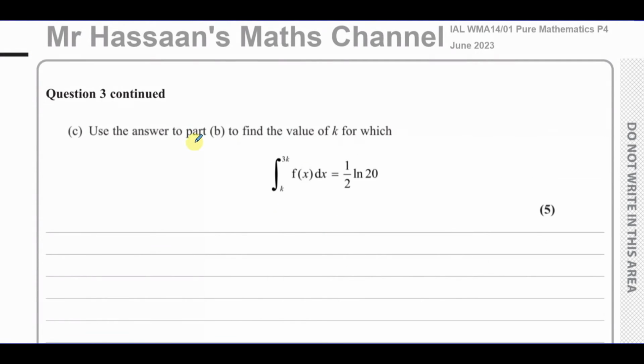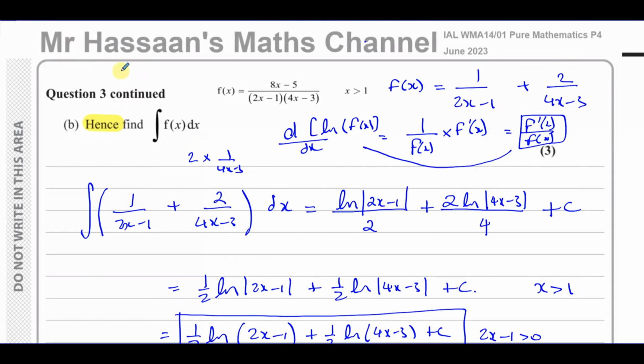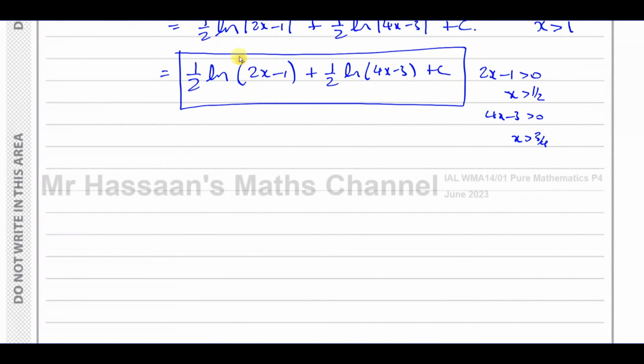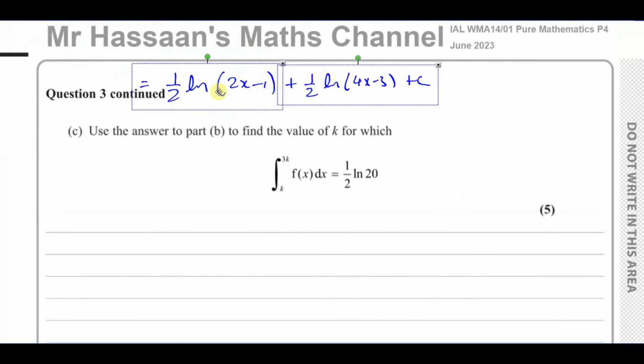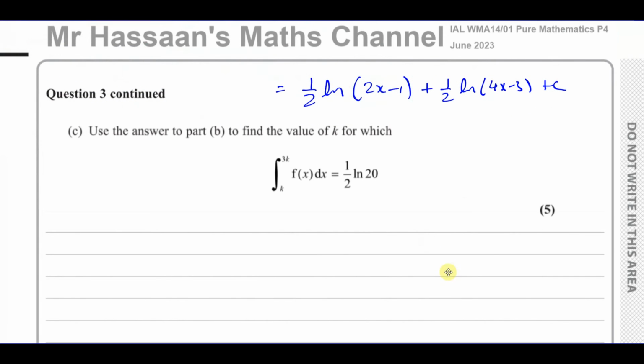Now we're going to go on to part C of the question. It says use the answer to part B, so I'm just going to take the answer that we got here. So this is now the integral of f of x with respect to x without any limits. Use this answer to part B to find the value of k for which the integral of f of x with respect to x between the limits 3k and k is half ln 20.